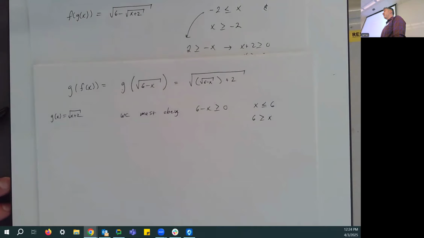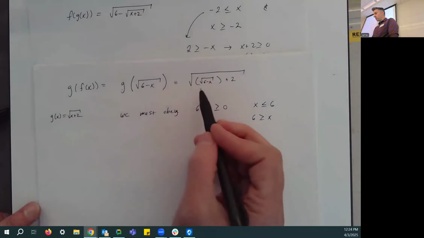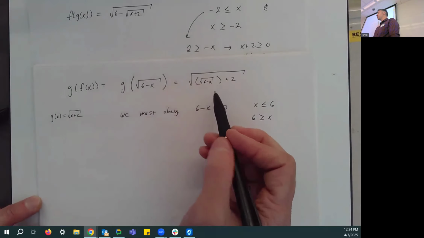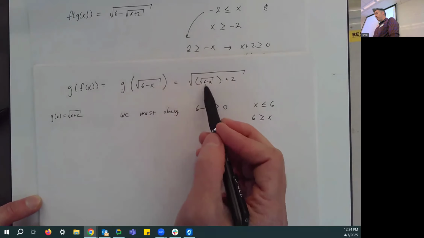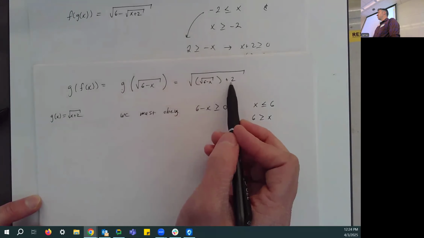Right? Not -7, 7, +7. Whenever we take a square root, the output is always non-negative. You can get 0 or any positive real number, but you can't get a negative real number. Which means this part's always positive. Or I should say non-negative, right? It could be 0. But a non-negative number plus 2 is always bigger than or equal to 2.